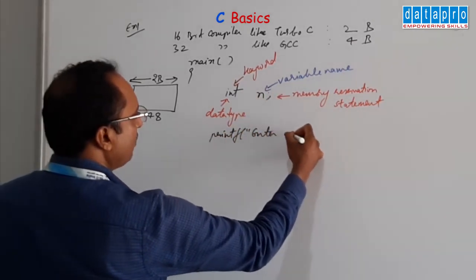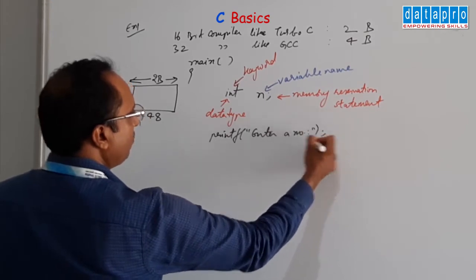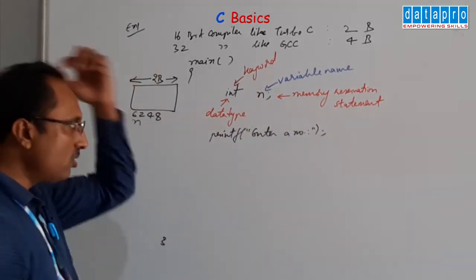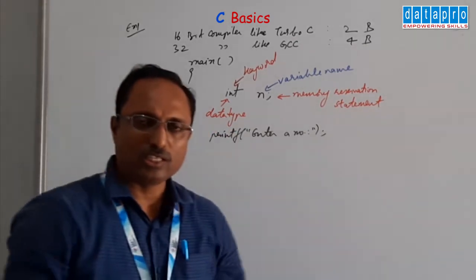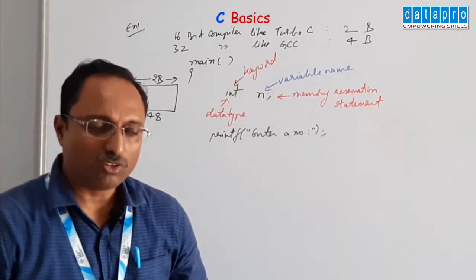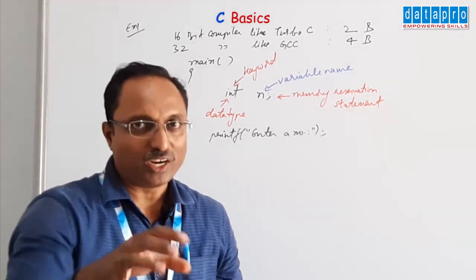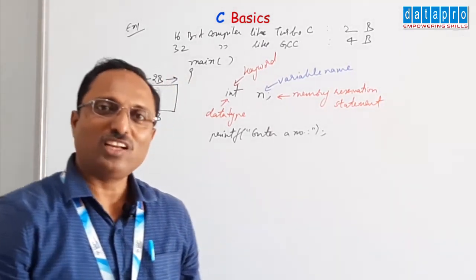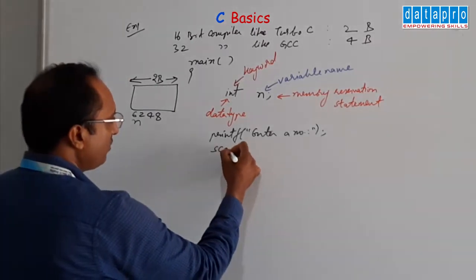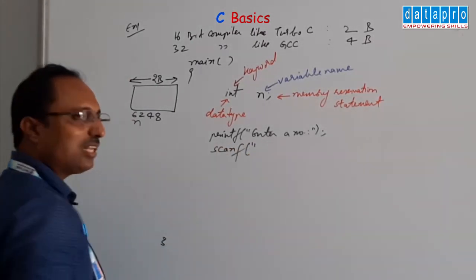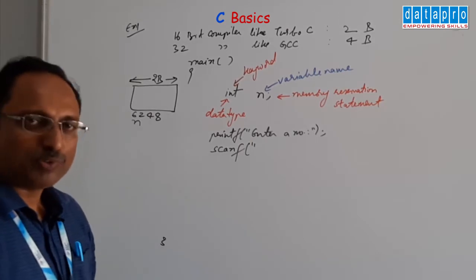Enter a number. That you know, printf with some message within double quotes. It displays some message on the screen. Now, what do you have to do? Take the input from the user, so wait until the user enters the input. For that, we have to use another library function known as scanf. This is another library function which is used to accept input from the user.